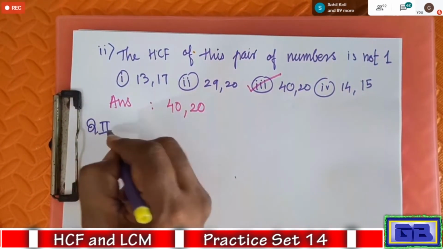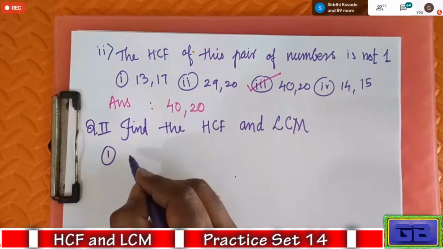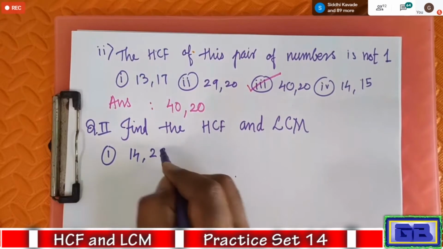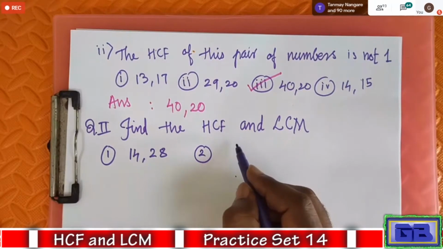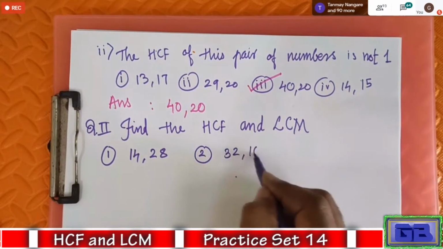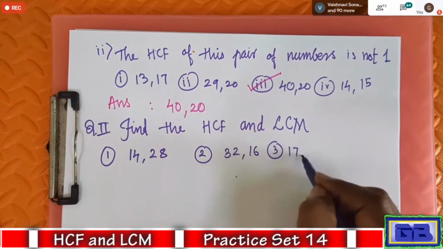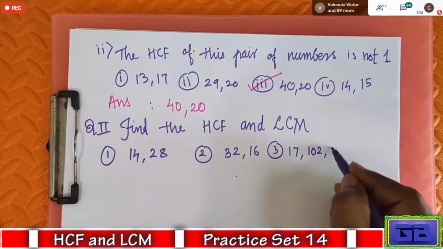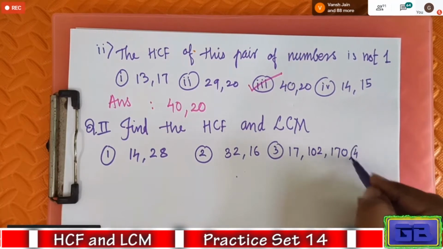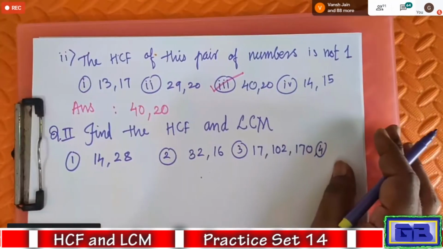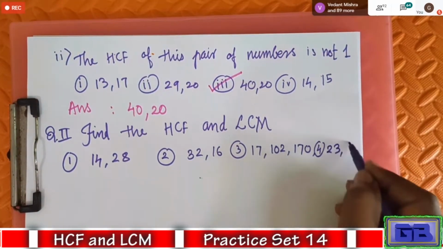Write down question number 2. Find the HCF and LCM. First one, 14, 28. Second, 32, 16. Third, 17, 102, 170. Fourth, 23, 69.